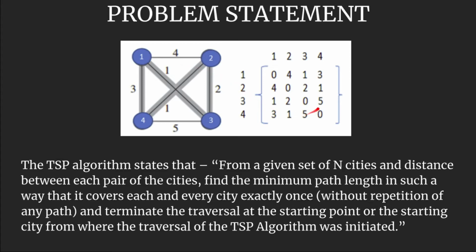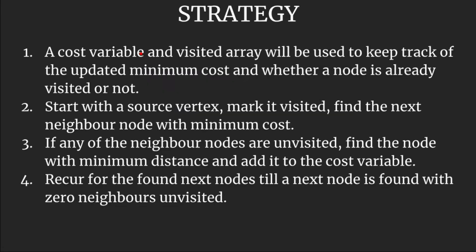Now in this adjacency matrix, you can see the cost from one node to another is given. So we need to find the minimum cost path so that the salesman can start from a city, travel all cities and again come back to that same city. So let's have a look at the strategy that we'll be taking.